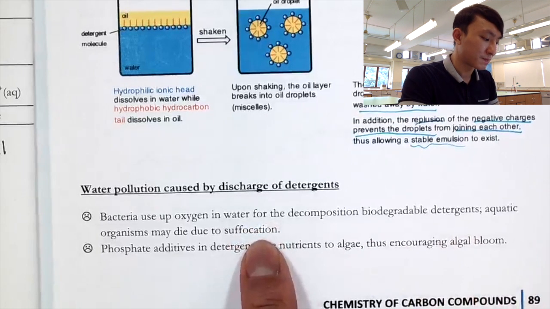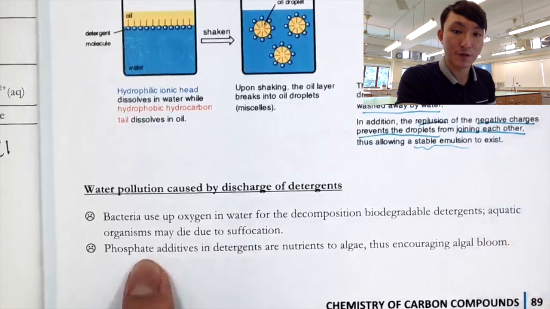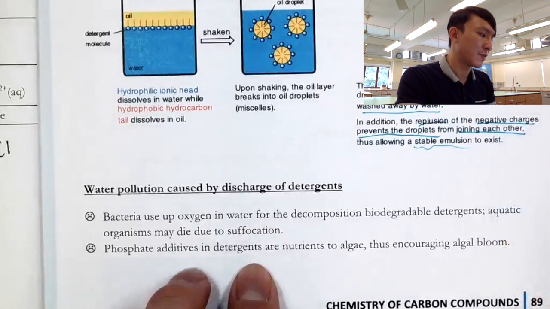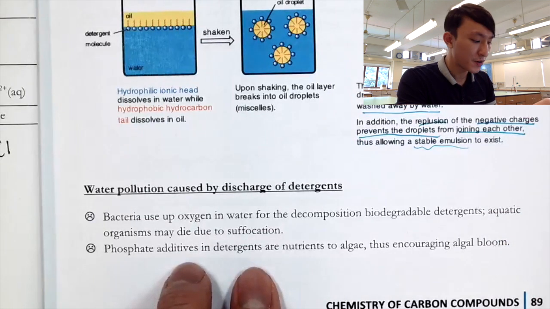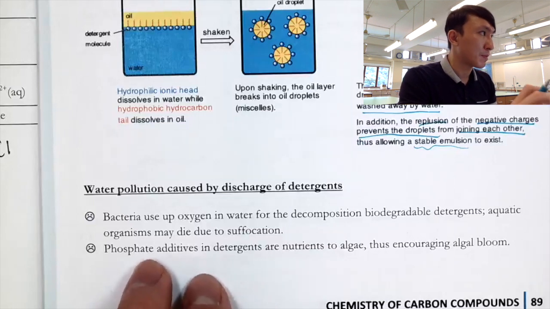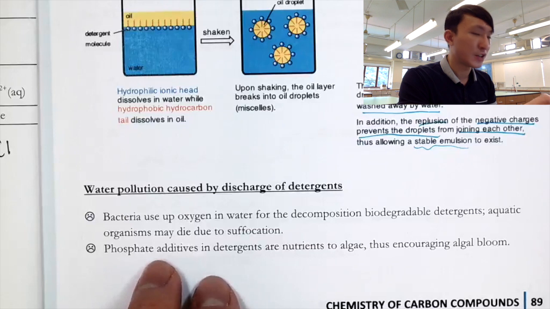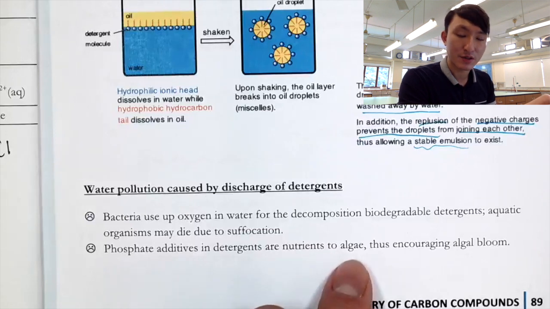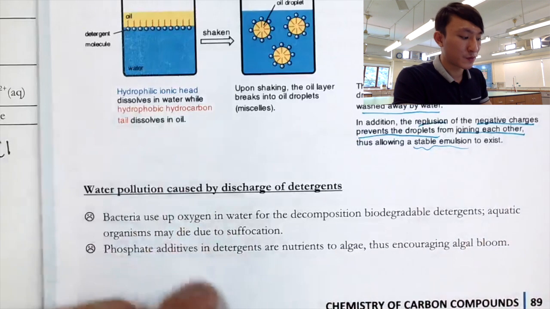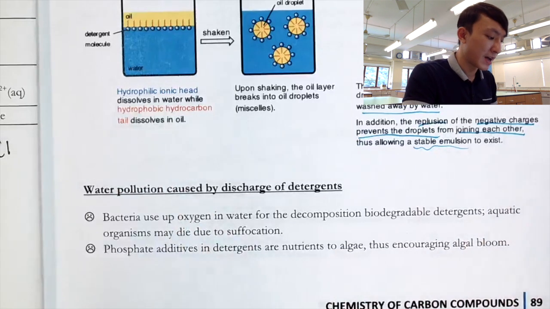Also, we will add phosphate into the detergent, I think it is used to adjust the pH as a buffer, to maintain a very constant pH, I guess. The phosphate is actually a nutrient for algae. You should have learned it, and therefore it encourages an algal bloom. So these are some of the pollution caused by discharge of detergent, also the soap. Okay.